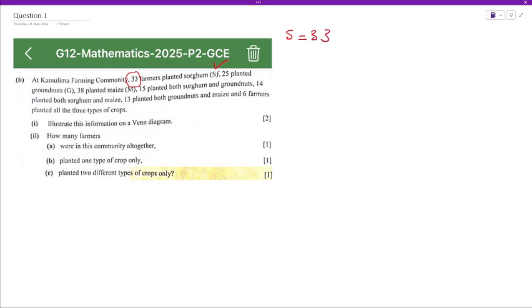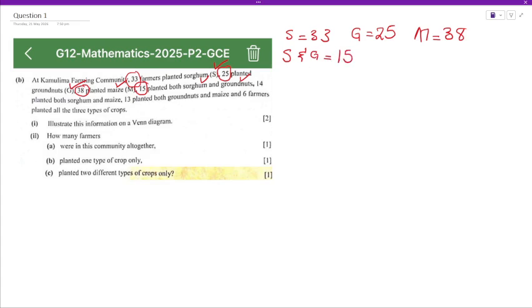Remember, it's the same thing we did when we were learning this part of set notation. 25 planted groundnuts, G. So we're going to say G is equal to 25. And then we're told 38 planted maize, represented by M. So M is equal to 38. And then we're told 15 planted both sorghum and groundnuts, S and G. How many were there? 15.